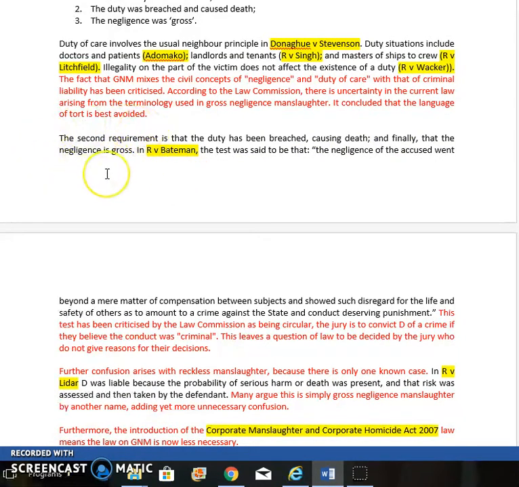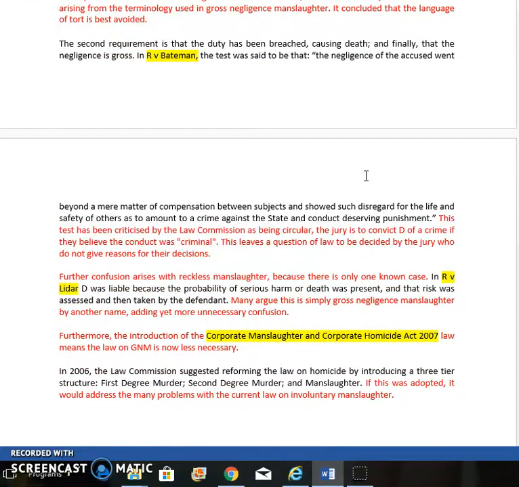The negligence that's occurred must be gross. In the case of Bateman, the test was given, and the test is the negligence of the accused must go beyond a mere matter of compensation between subjects and show such disregard for the life and safety of others as to amount to a crime against the state and conduct deserving of punishment. So this test can be heavily criticised, and it has been by the Law Commission.